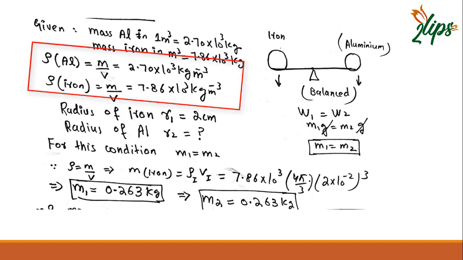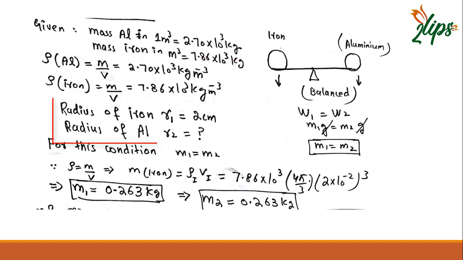So the density of aluminium is 2.70 into 10 raised to power 3, and the density of iron is 7.86 into 10 raised to power 3. So the radius of iron sphere is R1, which is equal to 2 cm, and we are asked to find the radius of aluminium sphere, which is R2. So now let us look at this figure.